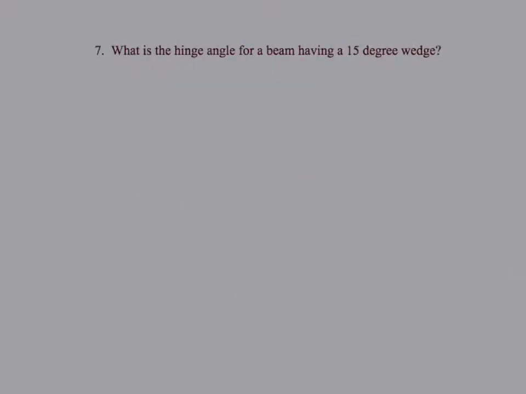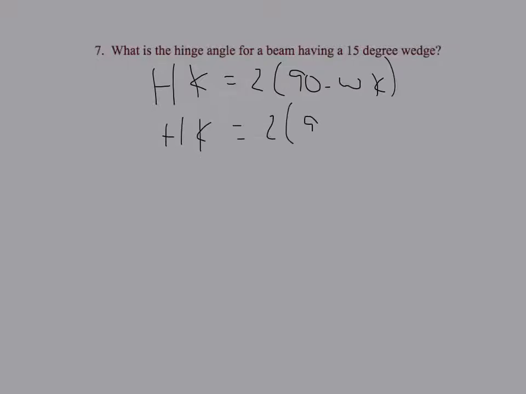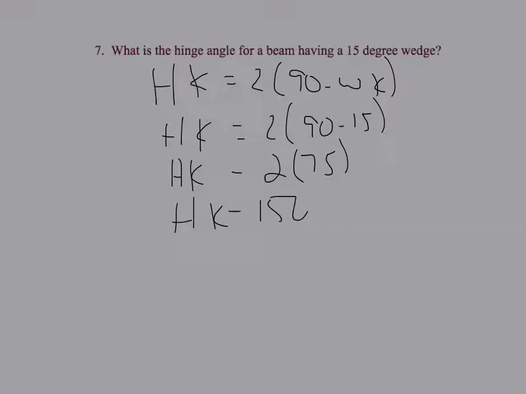What is the hinge angle for a beam having a 15-degree wedge? Hinge angle formula. Hinge angle equals 2 times 90 minus the wedge angle. So 2 times 90 minus 15. Hinge angle 2 times 75. Hinge angle is 150. Hinge angle is the angle between the central ray of 2 wedged beams.